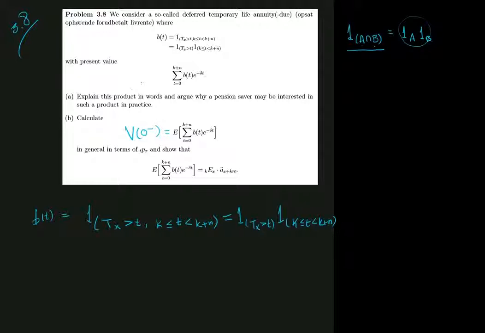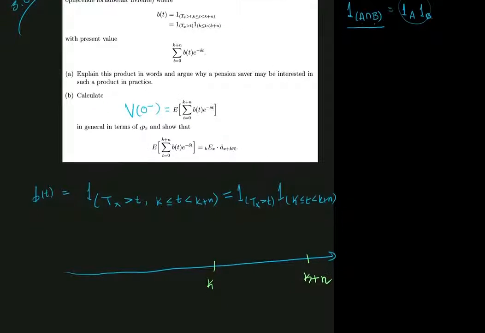Okay, so how should we explain this product in words? A good idea is to start with a timeline and then draw up which parts of the timeline are interesting. So let's try to look at the timeline here. We have that there is only a payout at times between k and k plus n, so that's pretty interesting. So we must have k and k plus n on this timeline, and also there's only a payout if there is survival past time t.